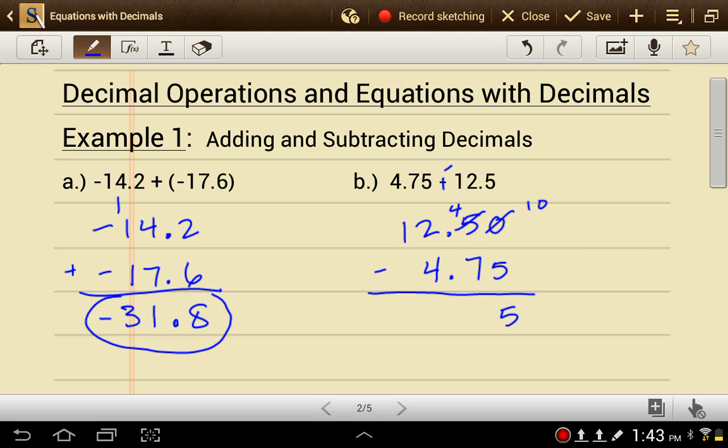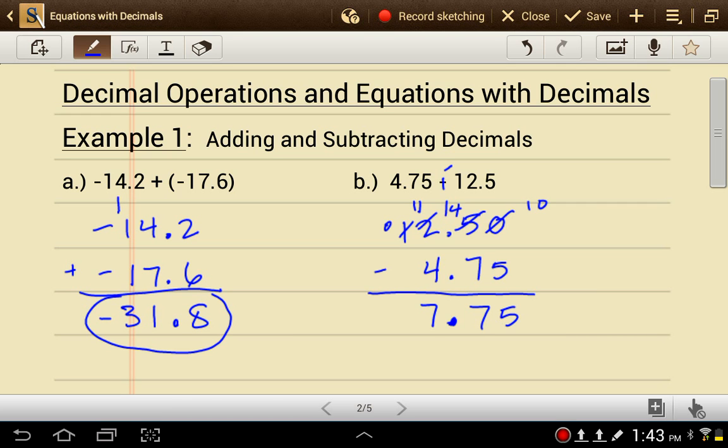I cannot do 4 minus 7, so that's going to be 14, and I need to borrow from the 12 or the 2 and make it a 1. 14 minus 7 is 7. Decimal point moves straight down. Can't do the 1, so I need to make that 11 and borrow, make that 0. 11 minus 4 is 7.